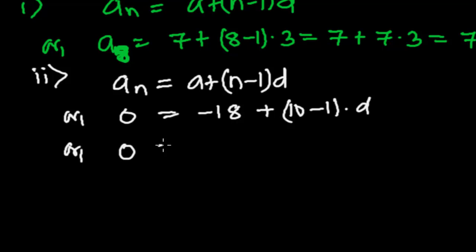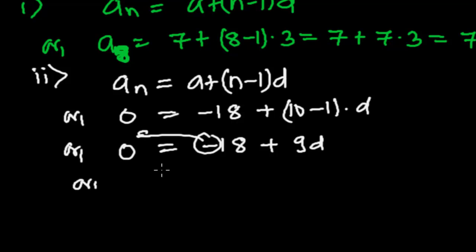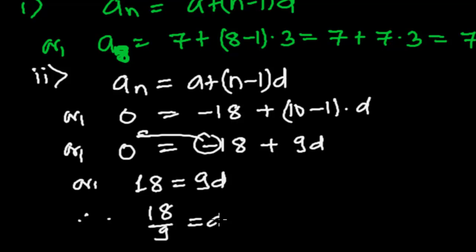I'm just solving this one. 0 equals minus 18 plus 10 minus 1, that is 9 times D. Since it is negative 18, let me take it to the other side, so it will be plus 18 equals 9D. Therefore 18 over 9 equals D. Since D is multiplying here, it will be dividing over here. 9 twos are 18, so the value of D is equal to 2.